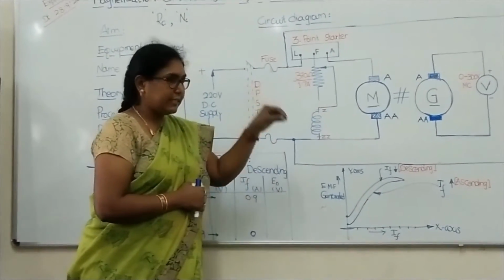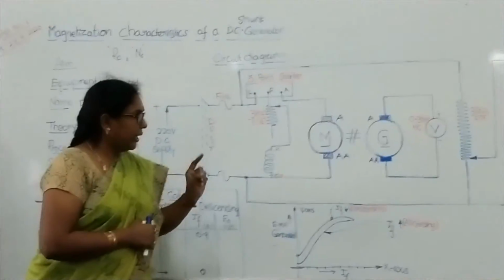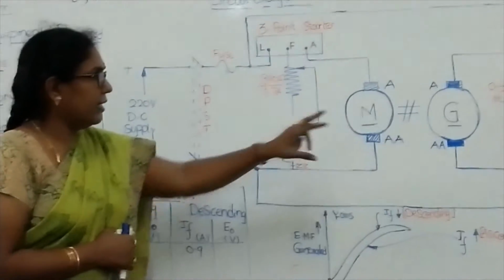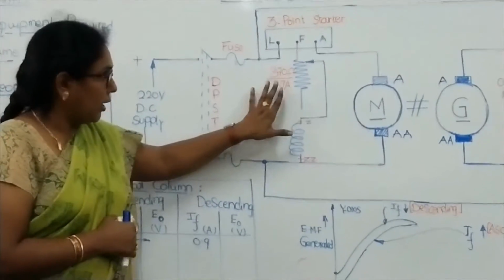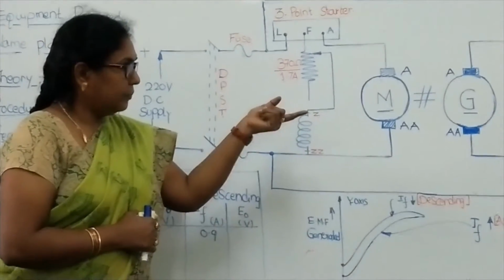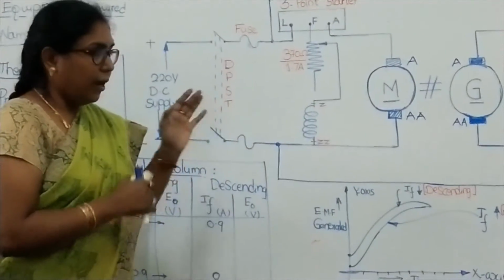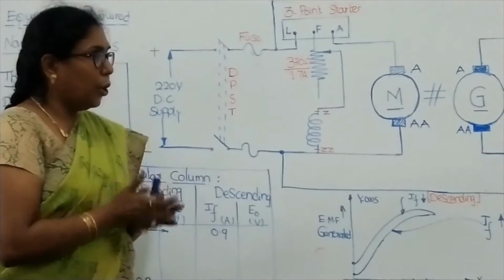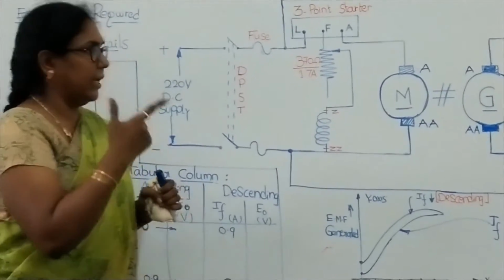If it is less than the rated speed of 1500 rpm, we need to adjust the speed of the motor generator set with the help of the field rheostat of the motor. And once it is kept at the rated speed of 1500 rpm, then we need to note down the corresponding output voltages of the generator.